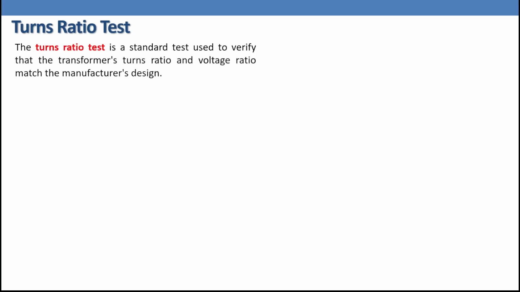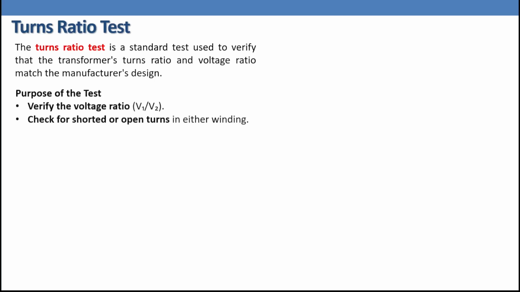Turns ratio test. The turns ratio test is one of the most common routine tests carried out on single-phase transformers. Its main purpose is to verify that the ratio between the primary and secondary windings is exactly as specified by the manufacturer. Since the induced voltage in a transformer is directly proportional to the number of turns, measuring the voltages in both windings allows us to determine the turns ratio without counting the actual turns. The test is also useful for identifying winding problems, such as shorted turns or open turns, which can significantly affect the transformer performance.